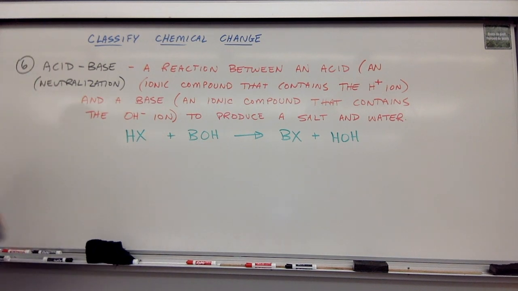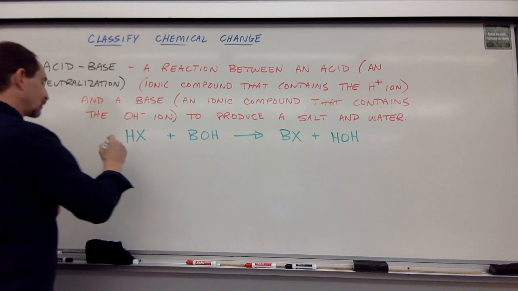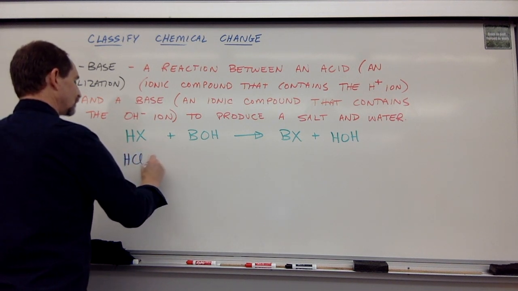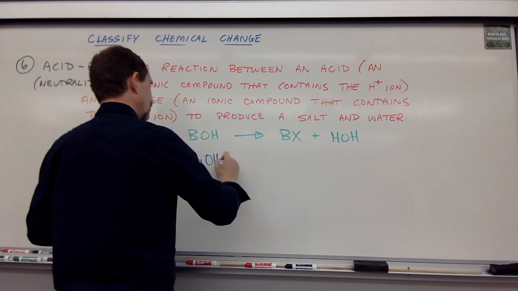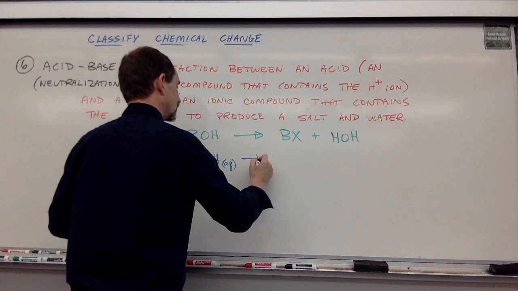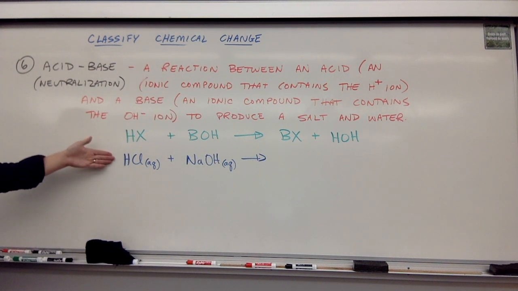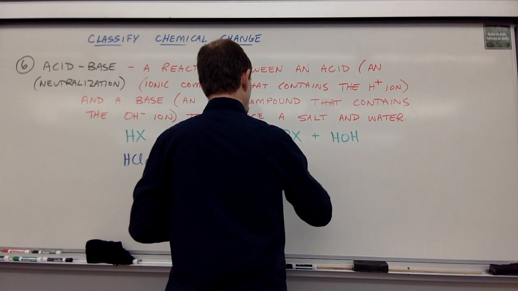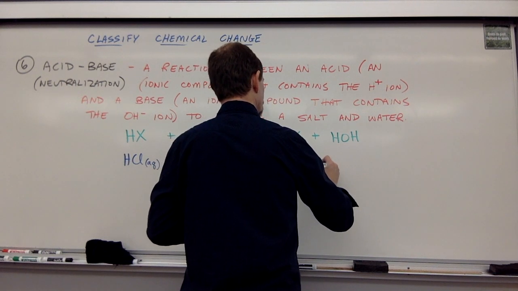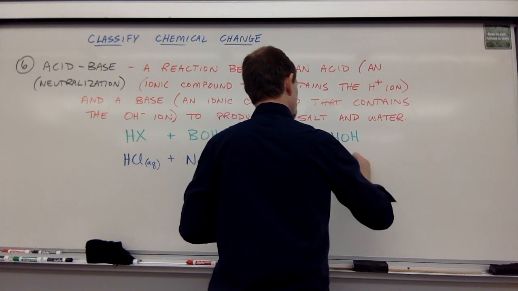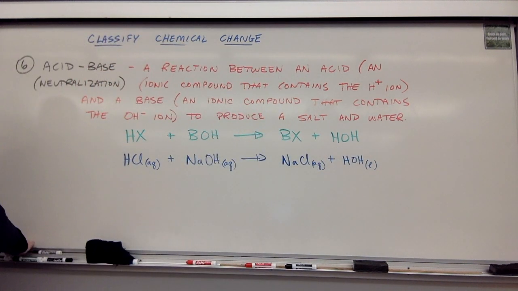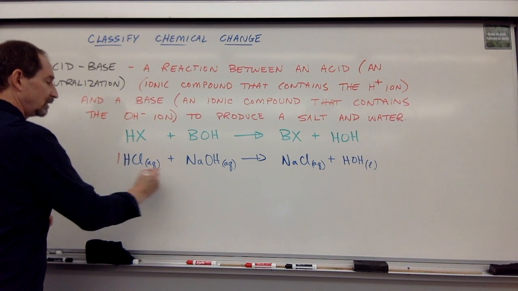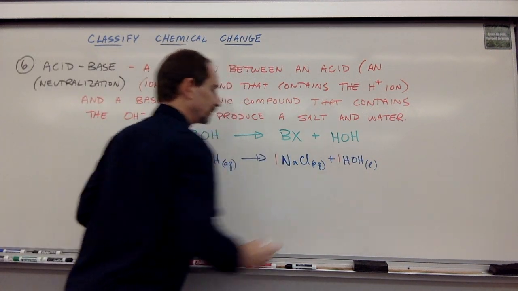The most common acid-base reaction we do in the lab is hydrochloric acid dissolved in water reacting with sodium hydroxide, also dissolved in water. If I do that, the sodium from my base combines with my chloride to make a soluble compound of sodium chloride and, of course, liquid water. This one is very easy to balance. It's all 1 to 1 to 1 to 1.